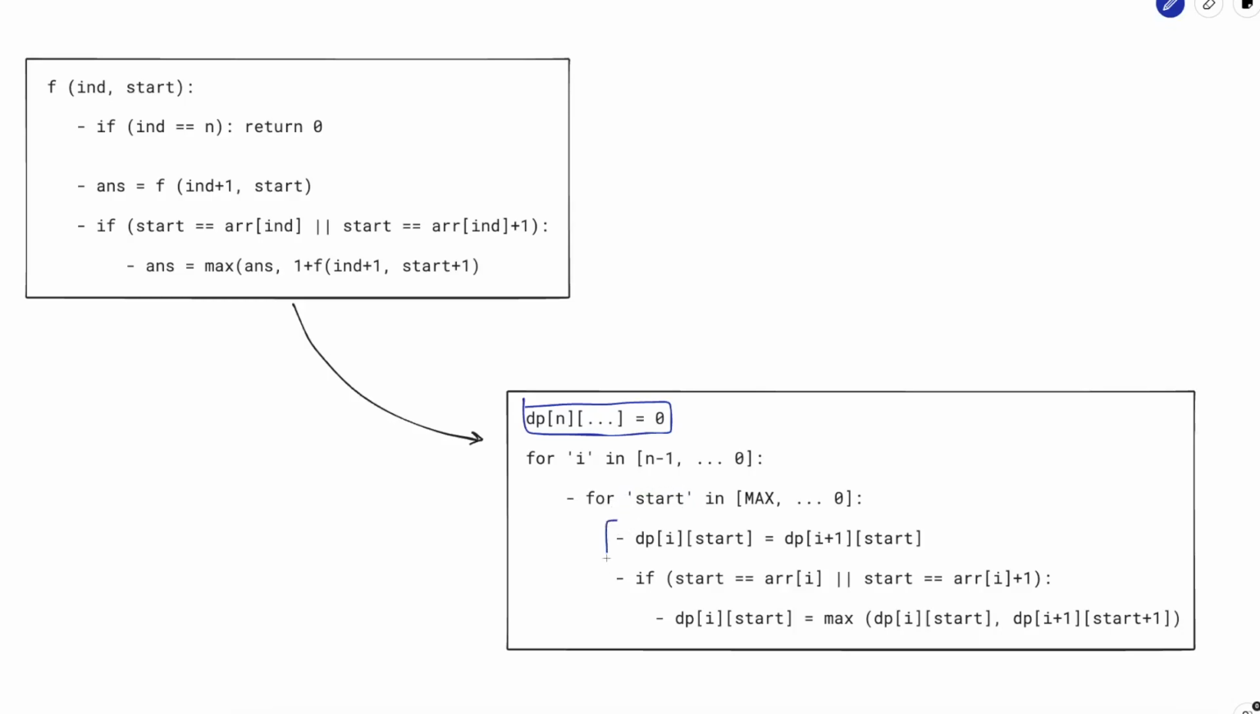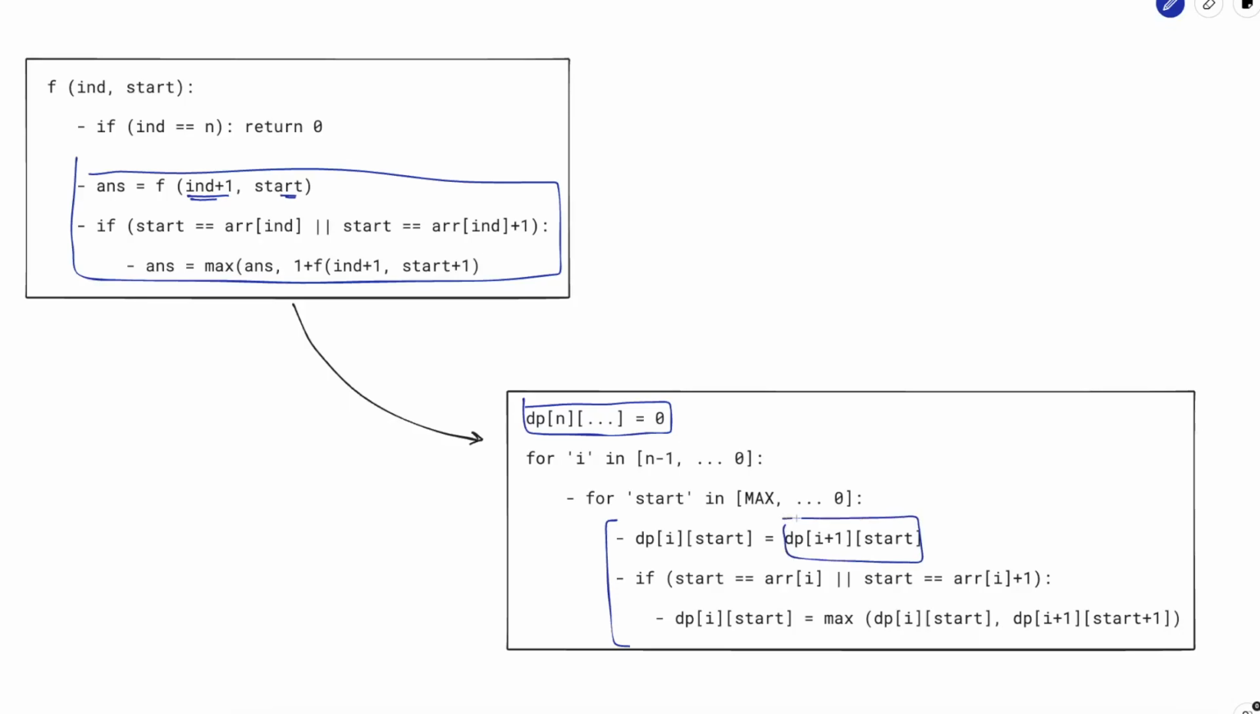Now what will be the value of dp of I comma start? This will be exactly equal to this function here. So whatever you have here, you can just copy paste below to get the value. So the value of dp of I comma start, which is in this case answer, is equal to dp of I plus 1 comma start. Otherwise we'll check if start is array I or array I plus 1. We'll do dp of I comma start is equal to max of dp of I comma start, comma dp of I plus 1 comma start plus 1, right? So exactly the same thing we have done. Now this is the bottom up solution.